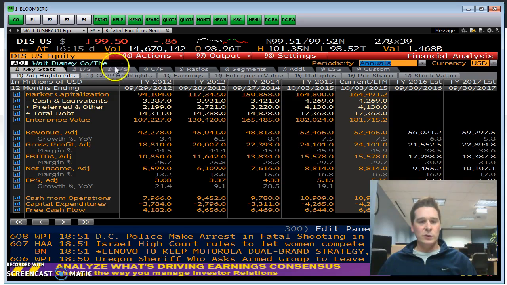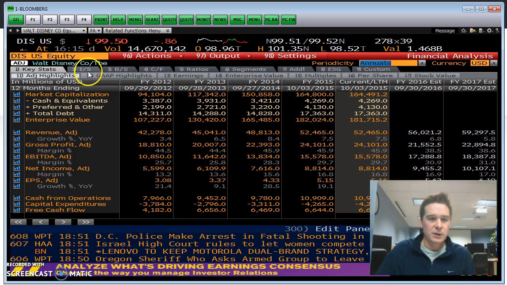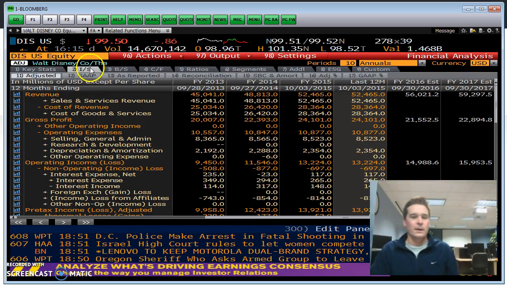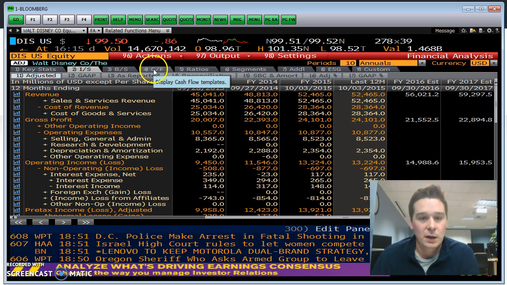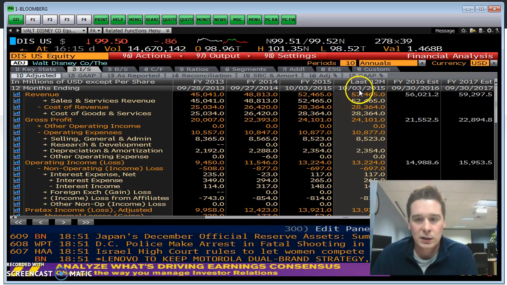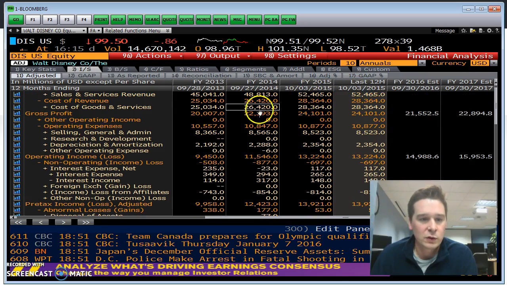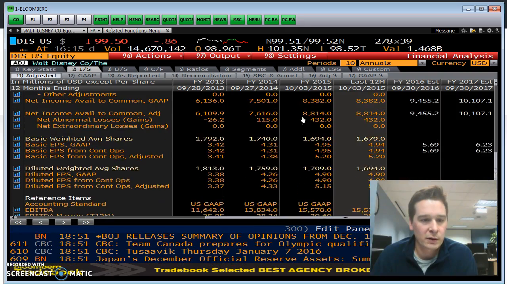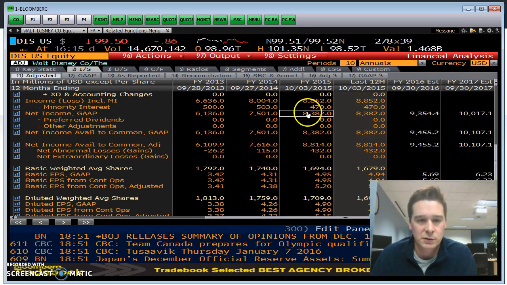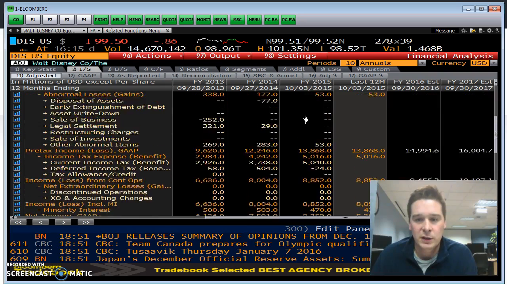And then the next three tabs are going to be your three financial statements. So that's going to be the income statement, balance sheet, and cash flow, the statement of cash flows. Let's start with the income statement, and we can see the revenue, and then of course we go all the way down, and the net income should be right around here. So yeah, here's the net income for the year.